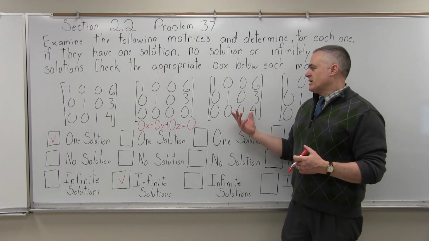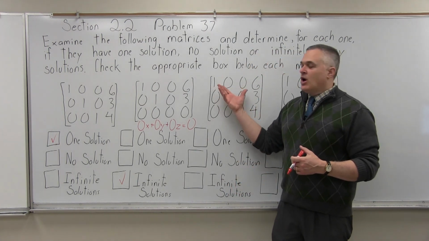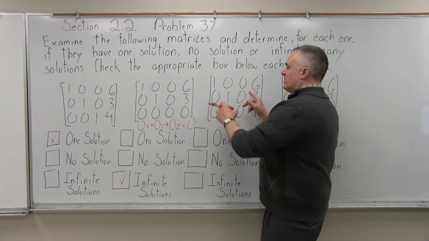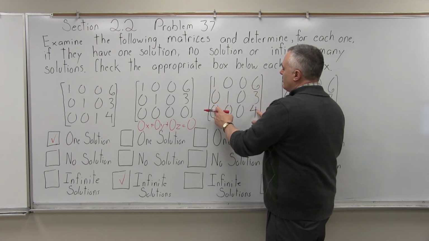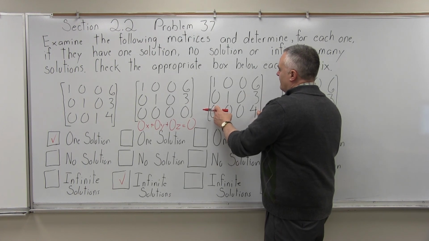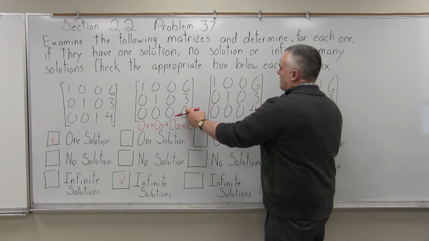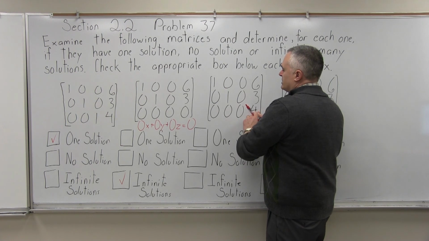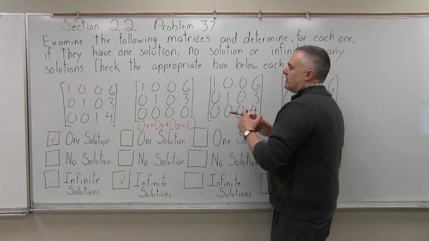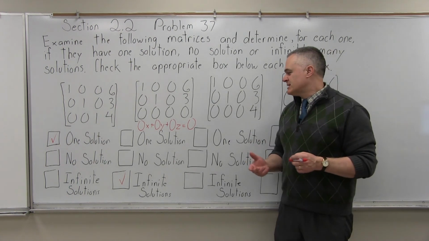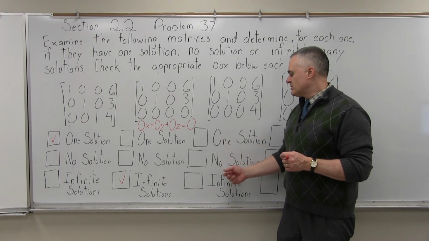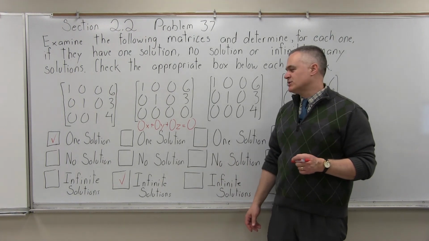The next matrix, again, notice, almost the same. The top row is still 1, 0, 0, 6. The middle row, 0, 1, 0, 3. The bottom row has changed a little bit. What's different? That bottom rightmost corner wasn't 0 in the previous example. Now it's just a 4. So 0, 0, 0, 4. That's something a little bit different. So which situation is this? This could be one solution, could be no solution, could be infinitely many solutions.